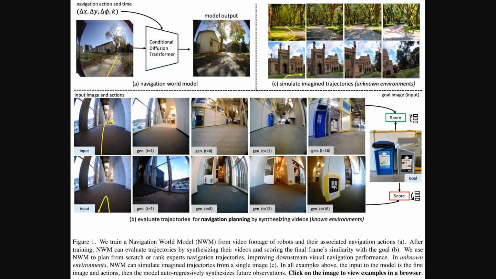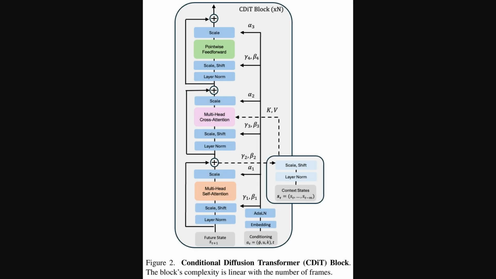Part B then shows this system generating future video frames to evaluate a planned path, checking if the end lines up with a goal. And Part C, well, that showcases it imagining trajectories in new places from just one initial image. Figure 2 now takes us deeper into the Conditional Diffusion Transformer, showing one of its core processing blocks. This block efficiently handles the encoded future frame. It uses multi-head self-attention to analyze features within that upcoming frame.